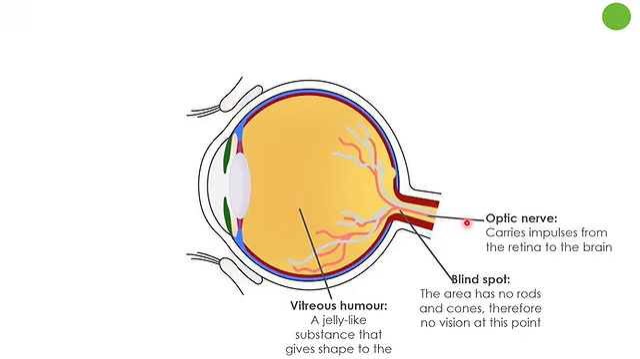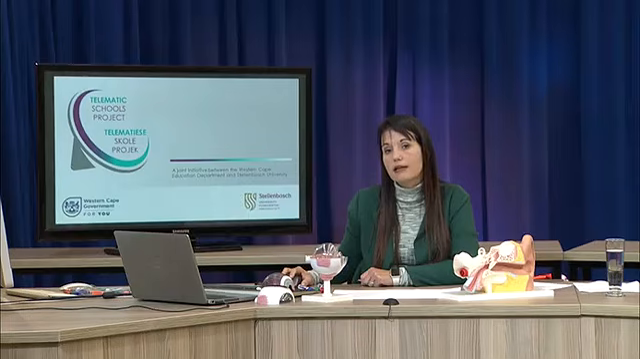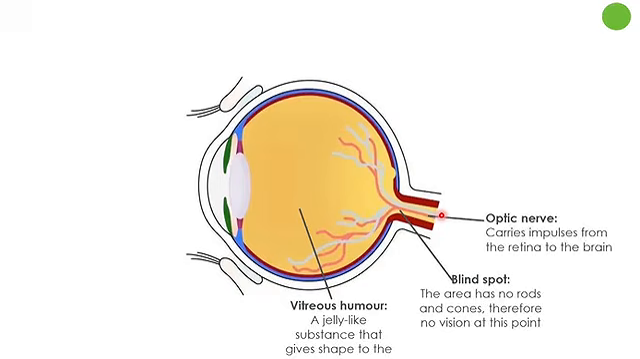Now, if you see a label like this, it's very important that you must identify what area of the brain this optic nerve carries the impulse to, and that is, of course, the cerebrum. In the cerebrum of the brain, it will interpret the nerve impulses.